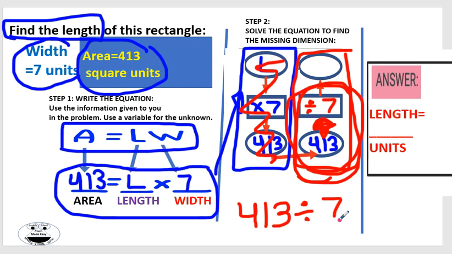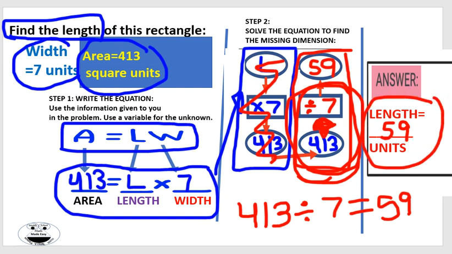So we're going to do 413 divided by 7. Either you're going to work it out with long division or you're going to put it into the calculator, and that is equal to 59. So this is our answer. Usually we put it here, but now we're going to go back to the question. It says find the length, and the L here is 59 units. It is not square units because it is not the area that we're finding. We're just finding the length. So the answer is 59 units.